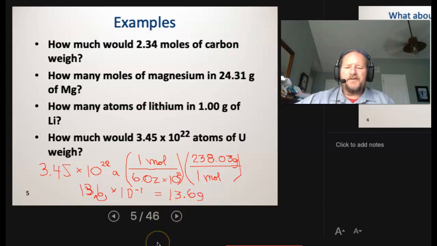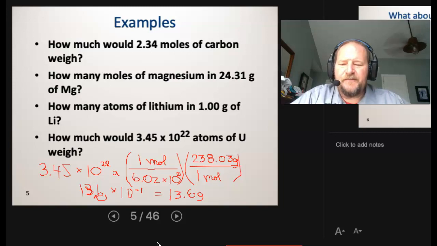All right, so how much would 3.45 times 10 to the 22 atoms of uranium weigh? Well, we're going to take 3.45 times 10 to the 22, divide by Avogadro's number, and then multiply it by the molar mass, right? The gram formula mass. And that's going to give us 13.6 grams.